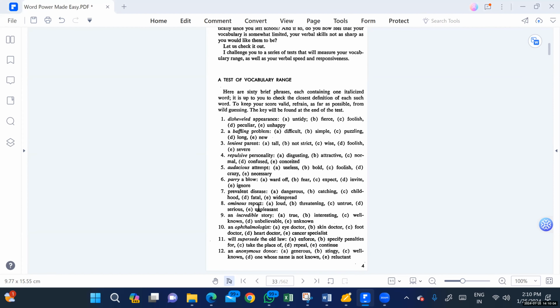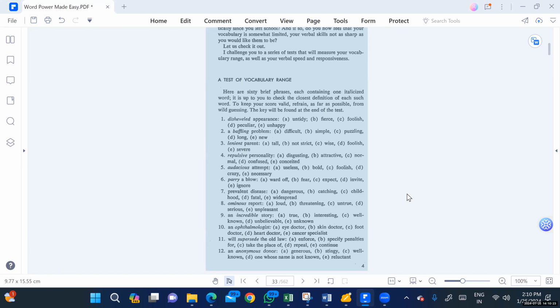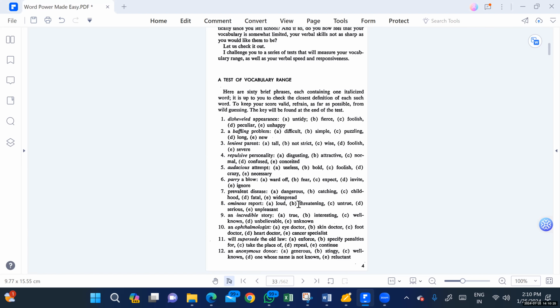First I need to find out: is it a negative word or is it a positive word? Aditi, is it a negative word or a positive word? So negative, right? Can it be unpleasant, or can it be threatening? It's threatening. Why is it threatening? How did you derive that? How did you logically figure that it can be threatening? Let me hear you out.